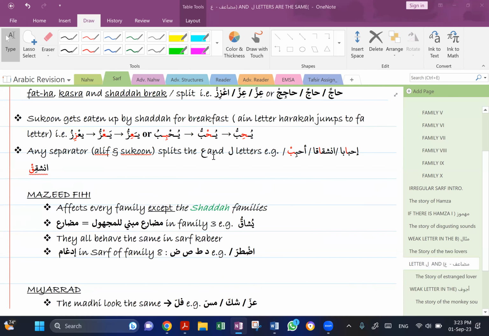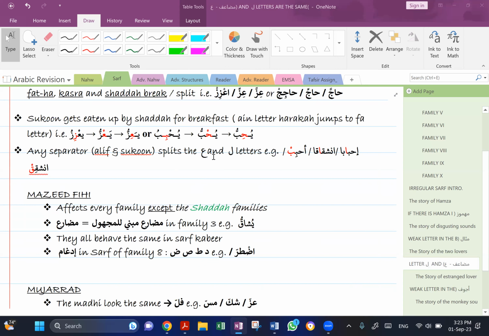Let's do ahabba yuhibbu. It's the Aslama family, right? So it was supposed to be ahbaba yuhbibu, ihbaban. That was supposed to be the sarf. But then remember, with this irregularity, we don't want two sounds coming together like that.